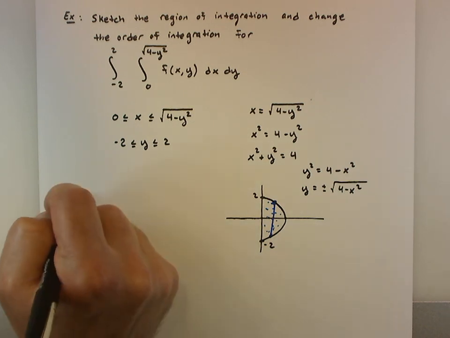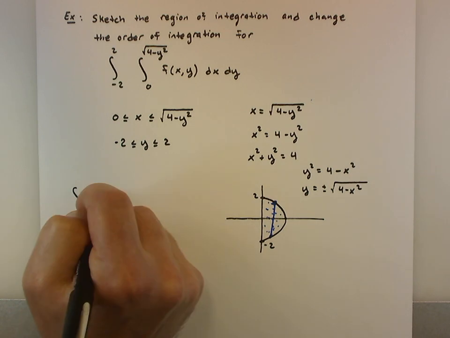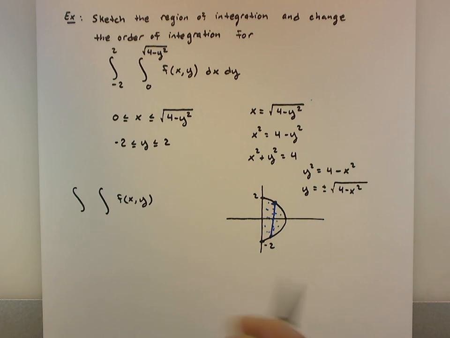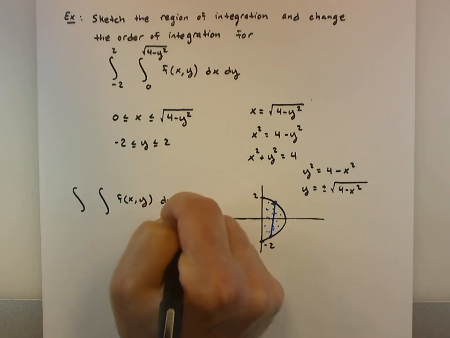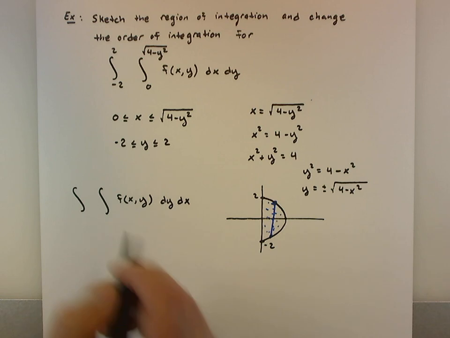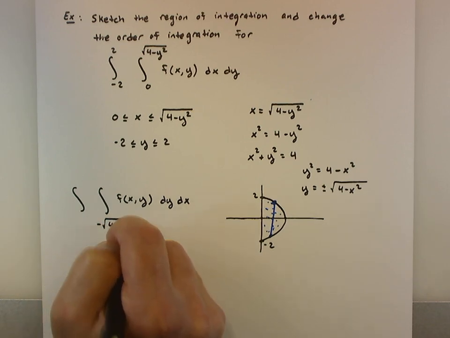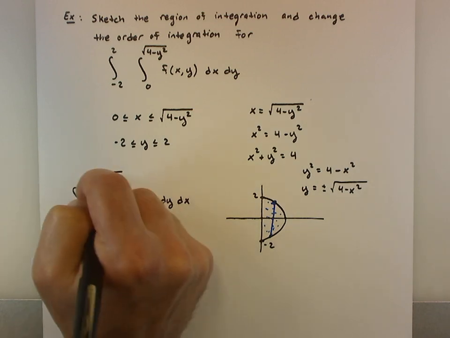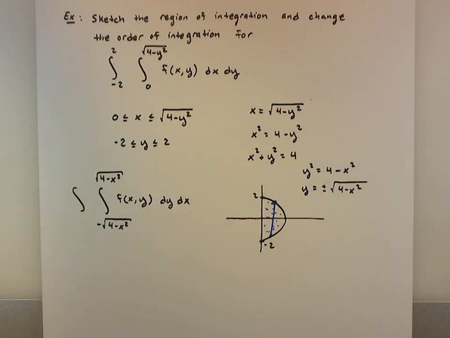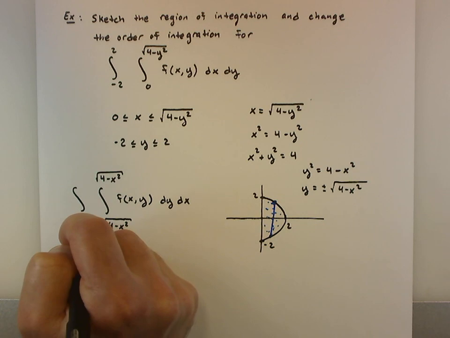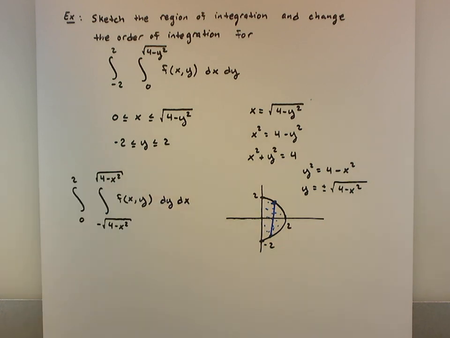So this double integral can be rewritten as f of xy dy dx, where y goes from negative root 4 minus x squared to positive root 4 minus x squared, and now x goes from 0 to 2. This x value is 2. So x ranges from 0 to 2.